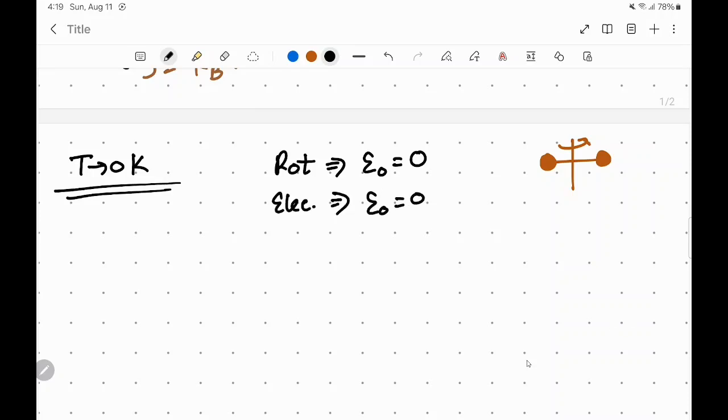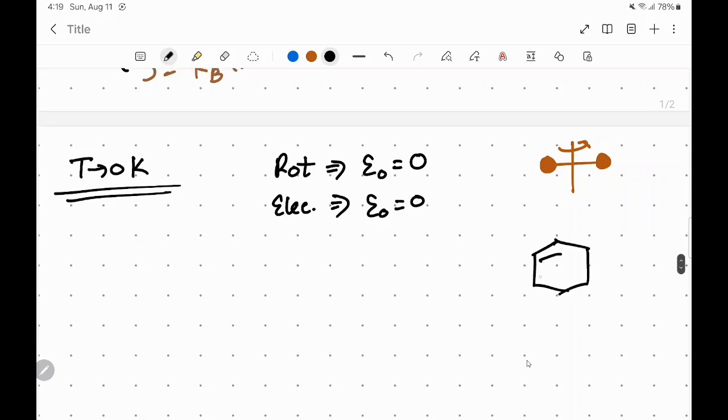Similarly, electronic energy is zero. That means there is no electronic transition. In benzene, you saw this is an electronic level. There are lots of electronic levels, right? Another one is this, or this maybe. These are all electronic levels. But when the temperature is approaching absolute zero, electronic excitations are not there as well. That is, the molecule will reside at the electronic ground state. For that also E0 will be zero.